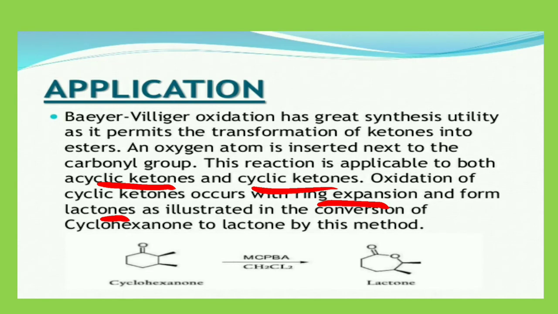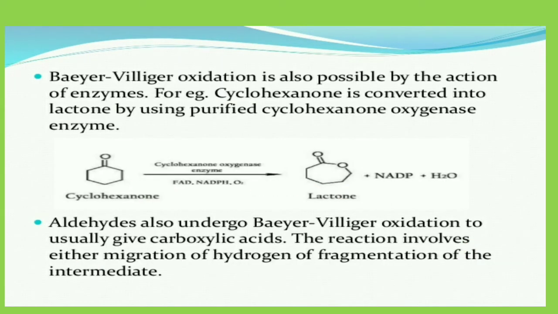Here in this example you can see cyclohexanone, which on Baeyer Villiger reaction gives the lactone. The next application is that Baeyer Villiger oxidation is also possible by the action of enzymes. In this reaction cyclohexanone is treated with the cyclohexanone oxygenase enzyme, and we get the product, the lactone. Next, aldehydes also undergo the Baeyer Villiger oxidation, usually giving the carboxylic acid. This reaction involves either the migration of the hydrogen or fragmentation of the intermediate.